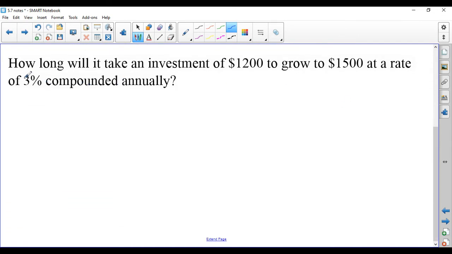We can also solve for how long it'll take an investment to grow up to a certain amount. So if we're solving for how long, we're trying to find the time. This is an investment of $1,200. That's your principal. That's growing to $1,500. That's your future value. Your rate is 3%, so it is 0.03. And compounding annually means our N is going to be 1.